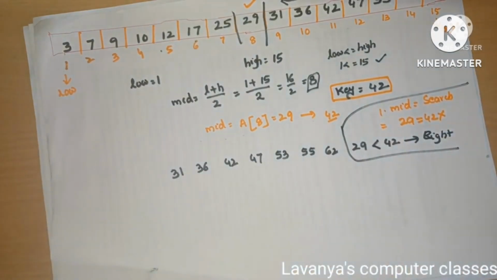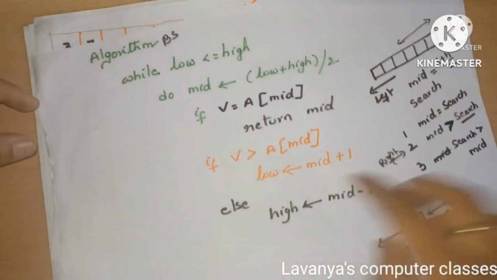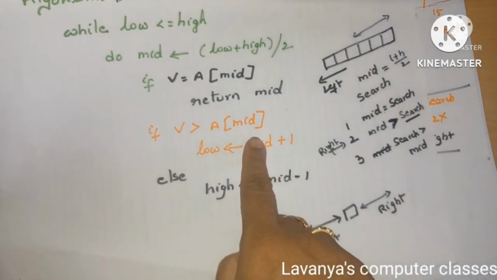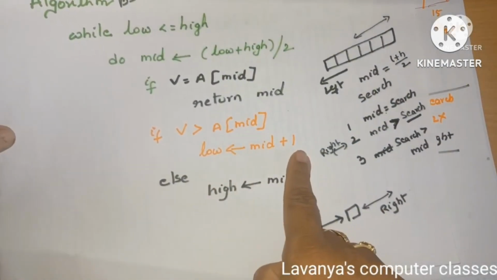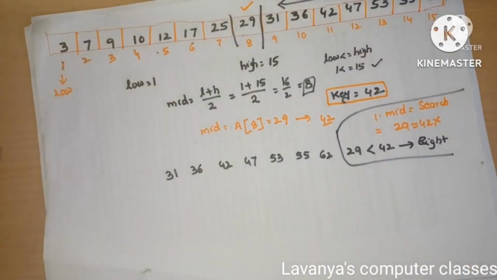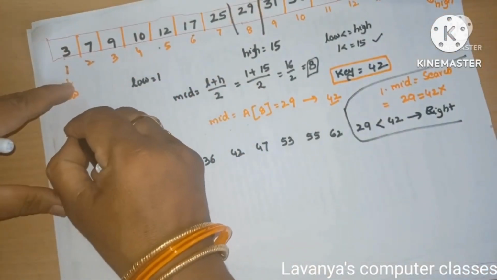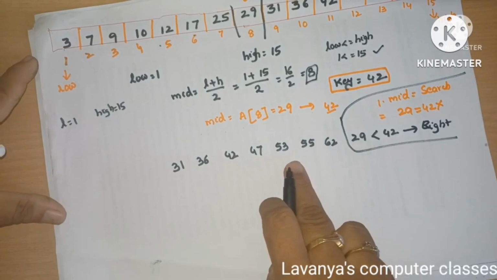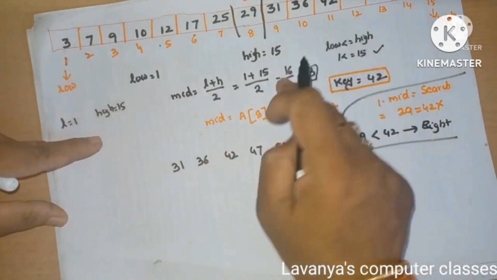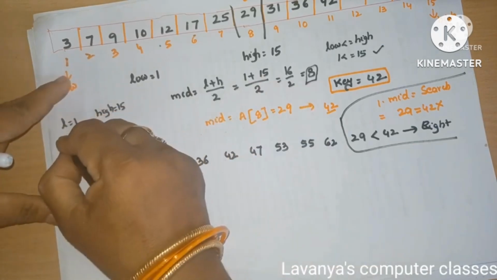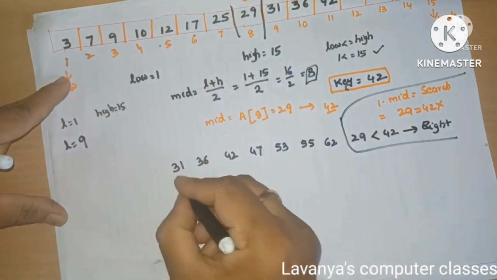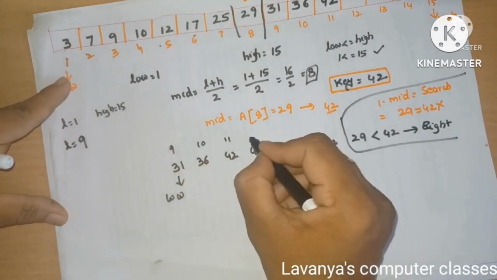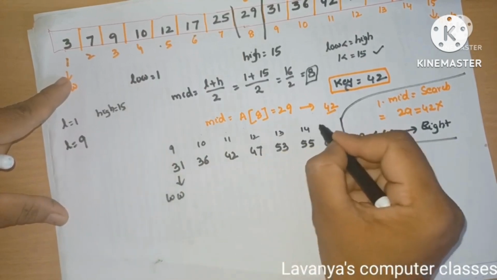Now check the algorithm. If the search element is greater than the middle element, yes, the search element is more than the middle element, then what do we have to do? Low equal to mid plus 1. What is our low value actually? Starting low value is 1, high value is 15. Now whenever we come here, low value is middle plus 1. Middle element is 8, so low value is now 9. The 9th element is here, so this is now considered as low. This is the 9th position: 9, 10, 11, 12, 13, 14, 15.